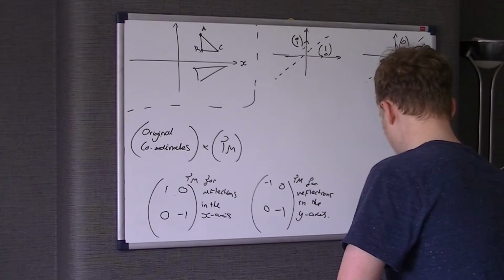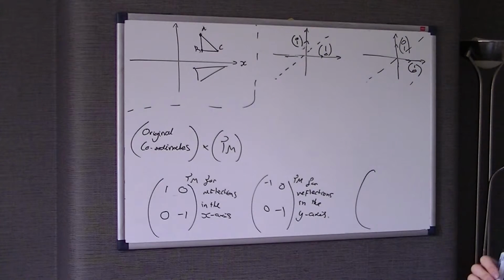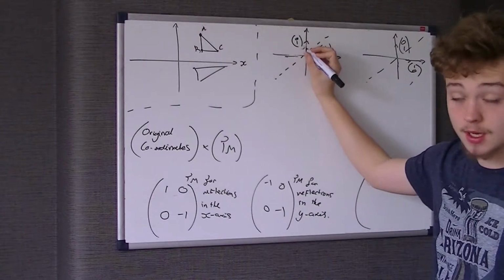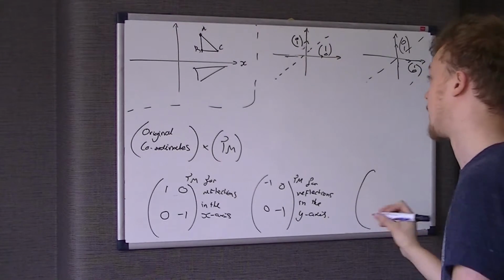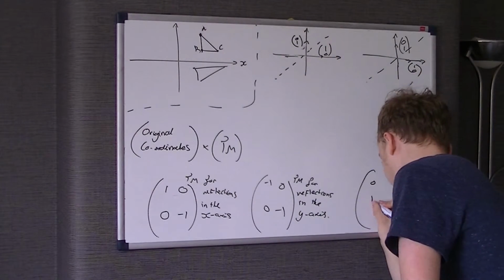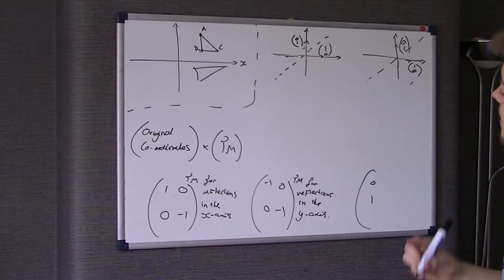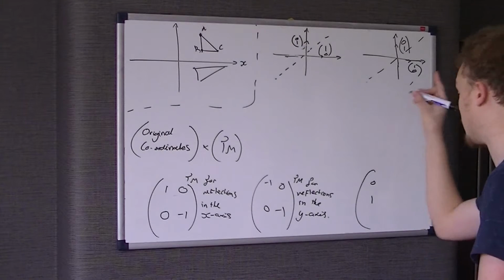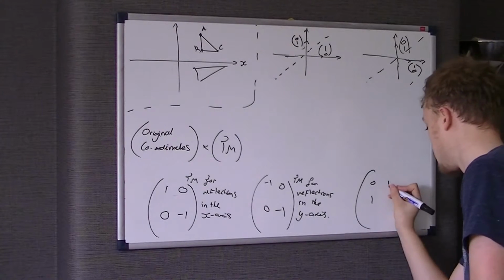Anyway, the shorthand is that the transformation matrix for reflections in y equals x has a first column that is the end result of the i unit base vector, which is 0, 1. And the second column is the end result of the j unit base vector reflecting, which is 1, 0.